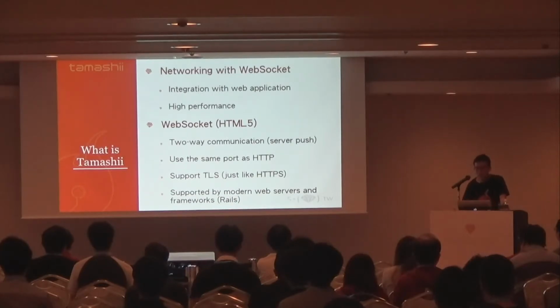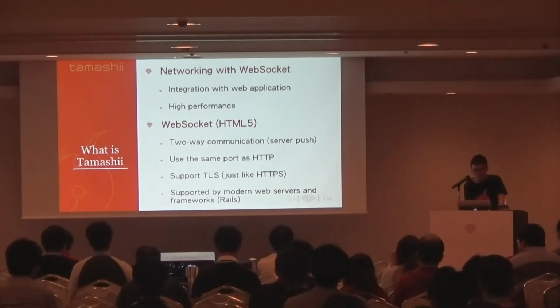WebSocket is part of HTML5. It allows us to establish two-way communication between the server and the client. With it, server push notification can be implemented with less overhead than traditional polling. WebSocket uses the same port as HTTP, so we don't need to worry about the proxy settings and firewalls. WebSocket also supports transport layer security, just like HTTPS.